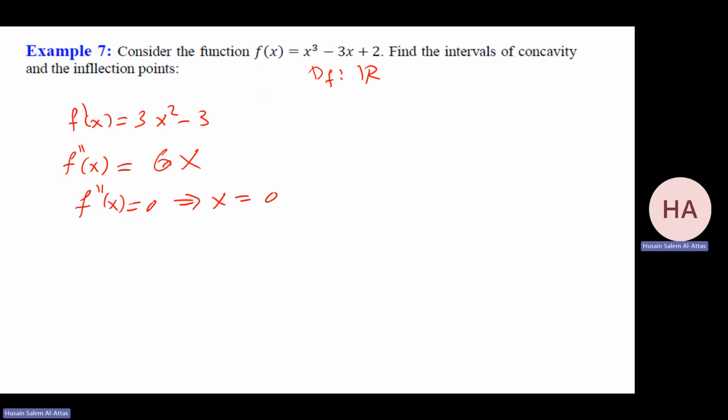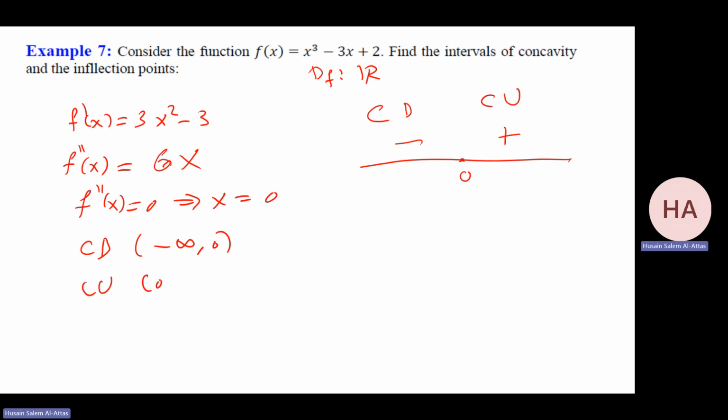So I will plug this. For x equals 0, I have 0. Before 0, it's negative. That's positive. So it's concave down. This is concave up. So it's concave down from minus infinity to 0. Concave up from 0 to infinity. And I have an inflection point here. Inflection point at x equals 0, which is the inflection point we want to try. Just substitute 0 and 2, which is easy to do.